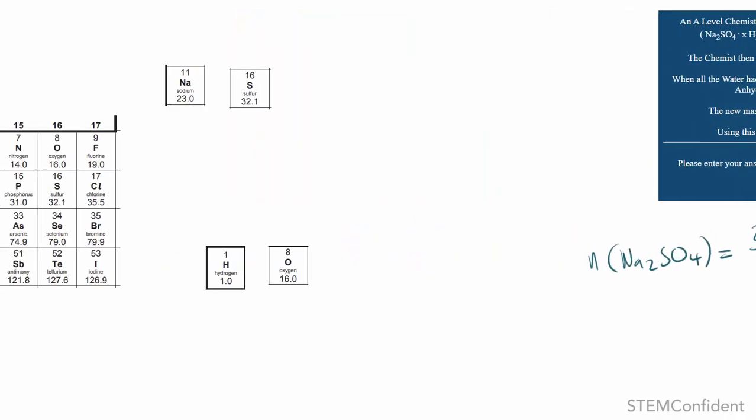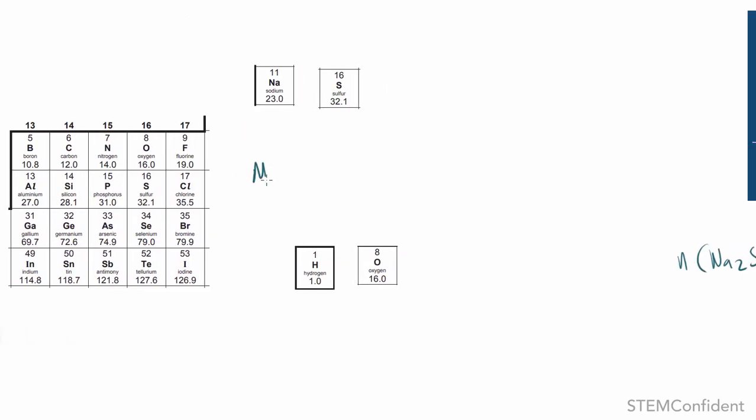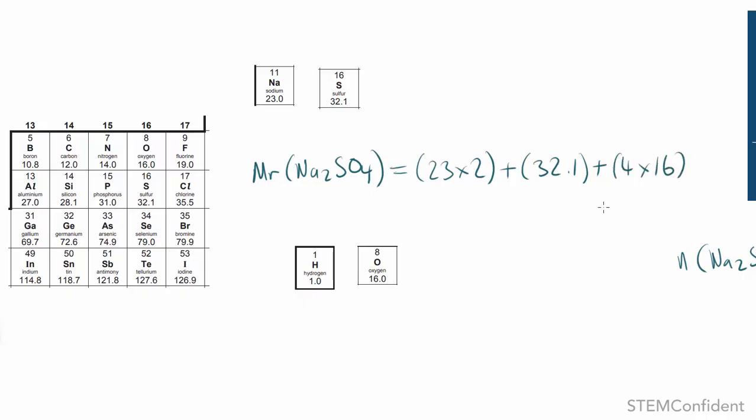So Mr of Na₂SO₄ is going to be 23 times 2, plus S, that's going to be 32.1, plus O₄, so that's 4 times 16. And that's going to give us the molar mass for the Na₂SO₄, and that's going to be 142.1. That's in grams per mole.